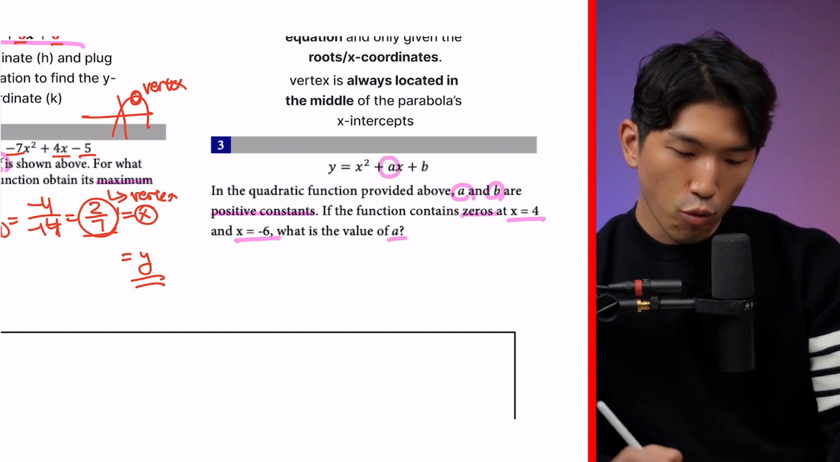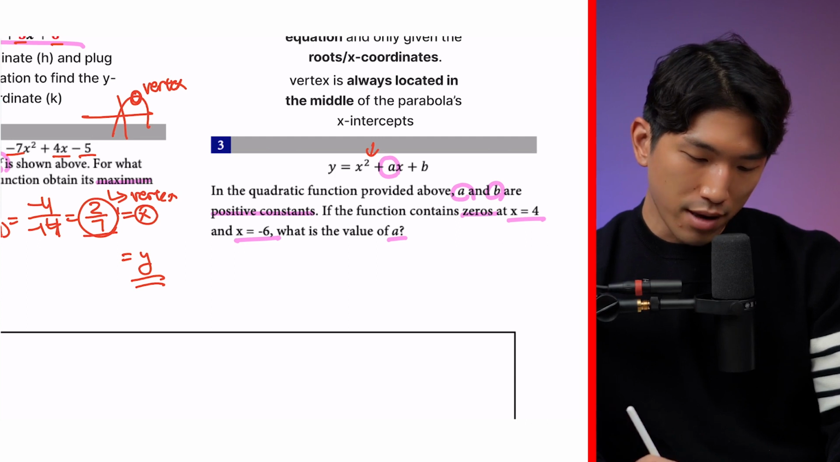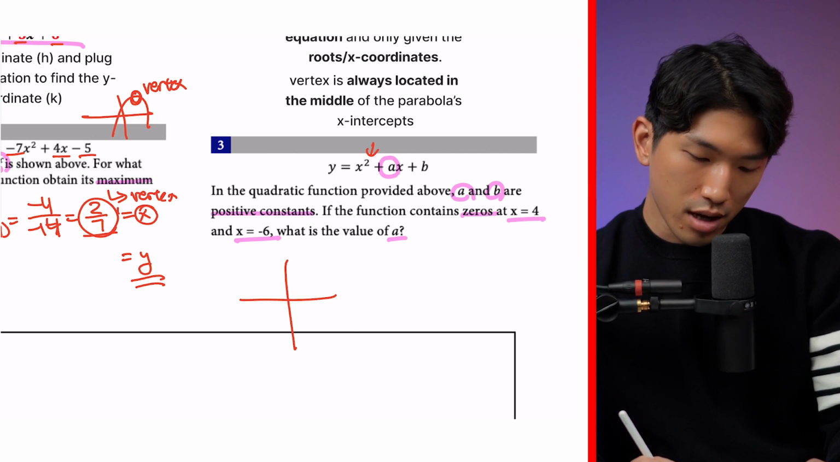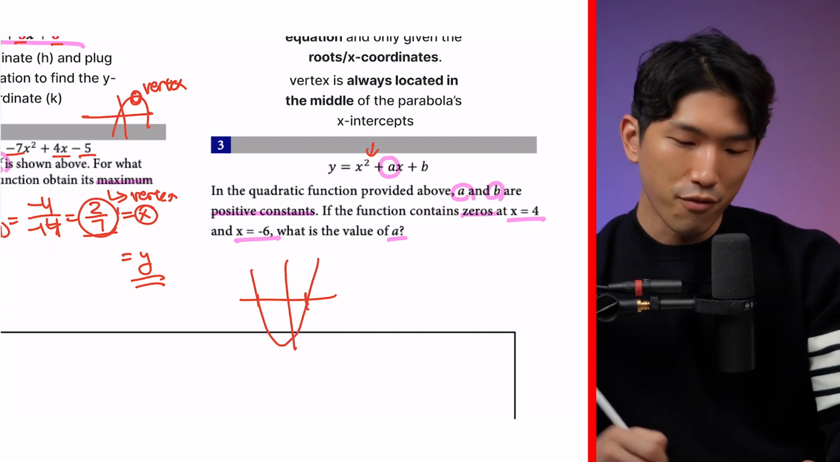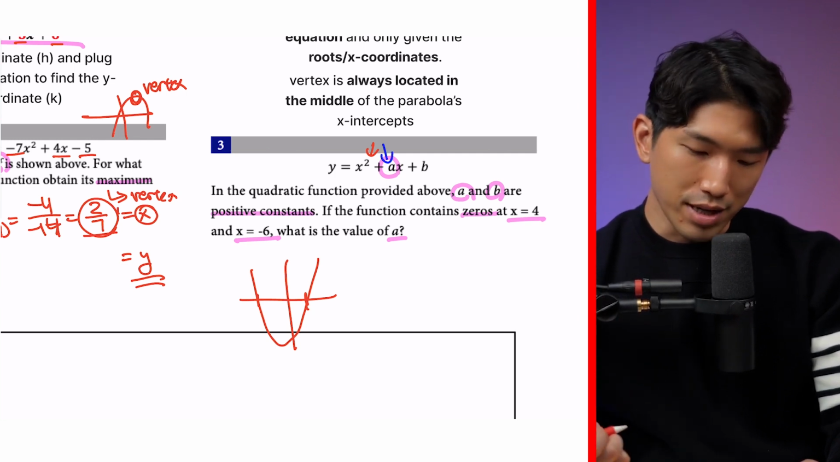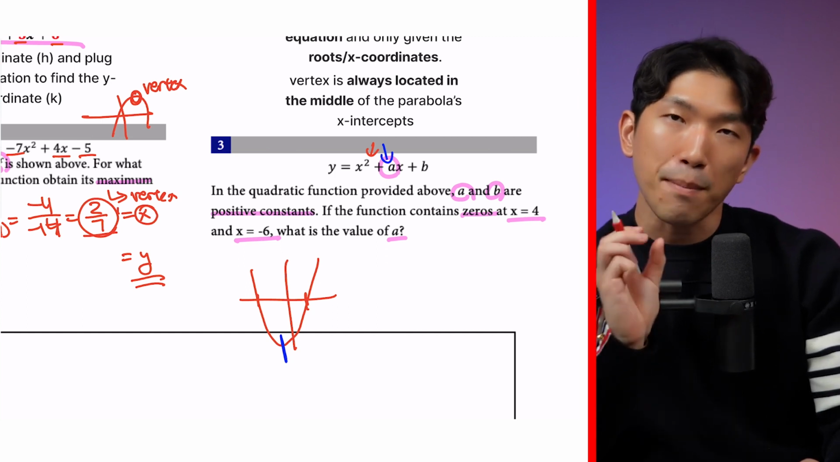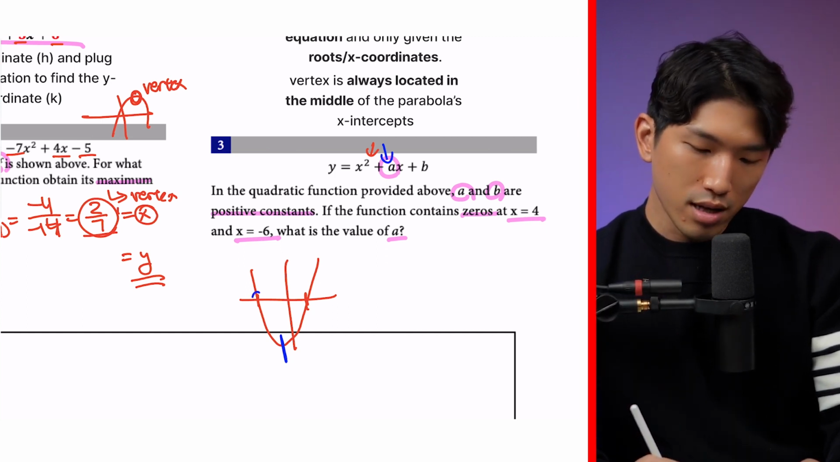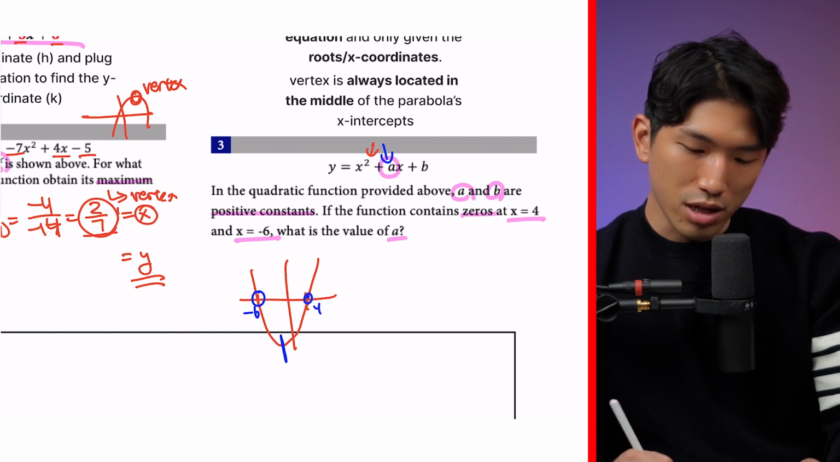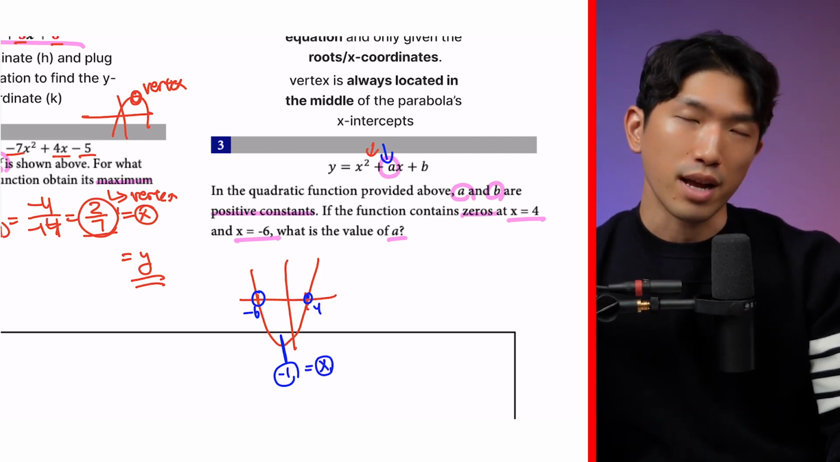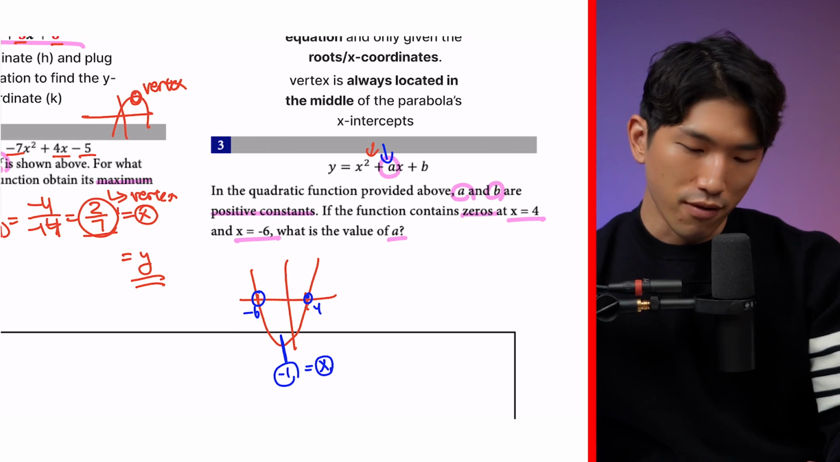So we know that it's going to be a parabola because of that 2 right there, and it tells us that it has zeros or x-intercepts at 4 and minus 6. So minus 6 over here and 4 right there. It's going to look something like that. And based on the information, we need to find out what our a value is. So the thing is, the vertex is always going to be located in the exact middle of the two roots. So in this case, our roots are going to be at minus 6 and positive 4, which means the exact middle is going to be at minus 1, which means minus 1 is going to be the x-coordinate of our vertex. And now that we know that, we can also plug that into the vertex formula.